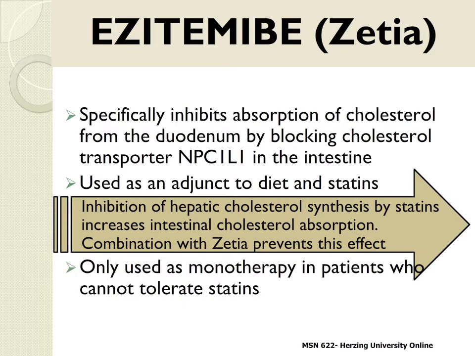The next one is ezetimibe. Now ezetimibe basically inhibits the absorption of cholesterol from the gastrointestinal tract. It inhibits the duodenal absorption by blocking the cholesterol transporter NPC1L1 in the intestine. It is seldom used alone. It is always used in conjunction with other drugs, and particularly the statins, and also with a strong dietary restriction.